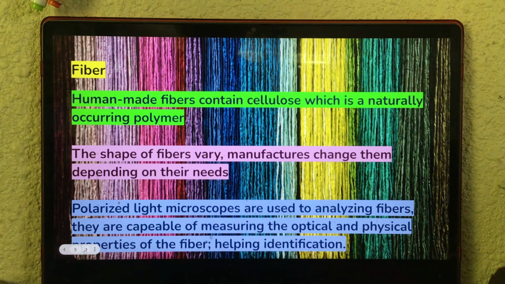When collecting fibers, sometimes it might be smart to take the larger item it is attached to in order to not damage or contaminate the evidence. Fibers should be stored in a paper envelope and then placed in Ziploc type bags. The polarized light microscope will be used when analyzing fibers because it has the capability to measure the optical and physical properties of the fiber.